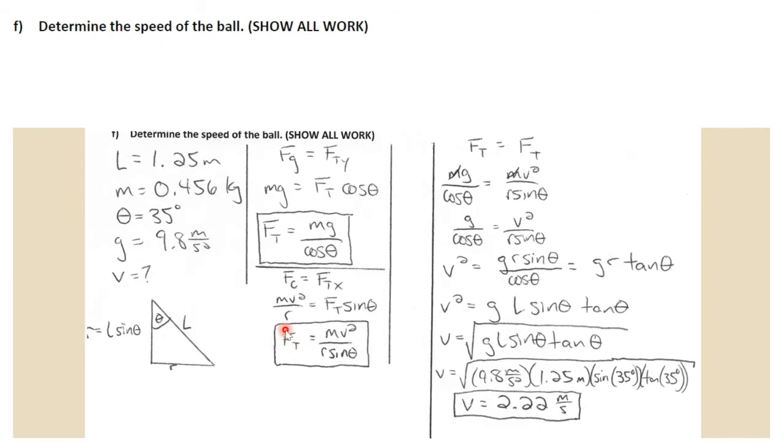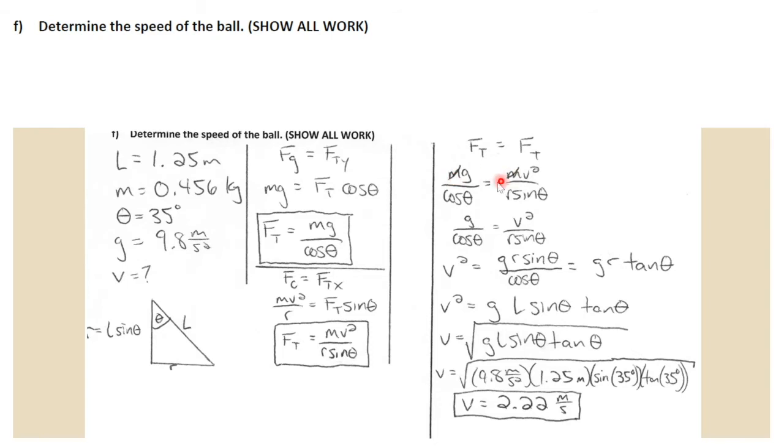Now, the key here to solve for the speed is that you don't know the tension. And so the easiest way to solve for the tension is to just set the two FT terms equal to one another. And so we get FT equals FT, and that gives you mg over cosine theta equals mv squared over r sine theta.